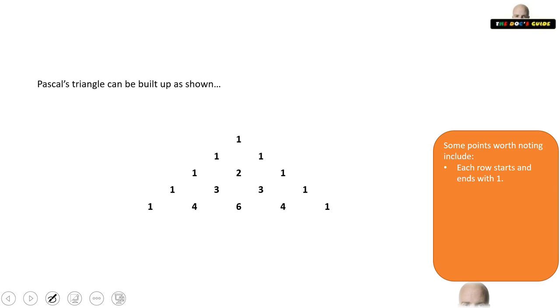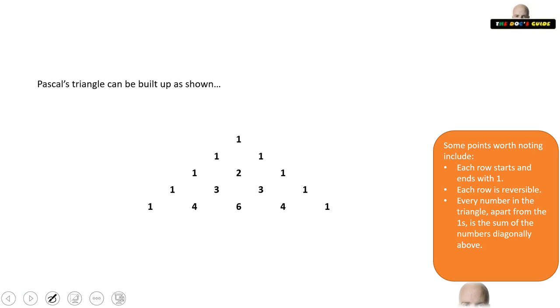The first one is that each row starts and ends with a 1, so we can observe that. The second is that each row is reversible, so whether we read left to right or right to left makes no difference. And there is symmetry as a result of that.